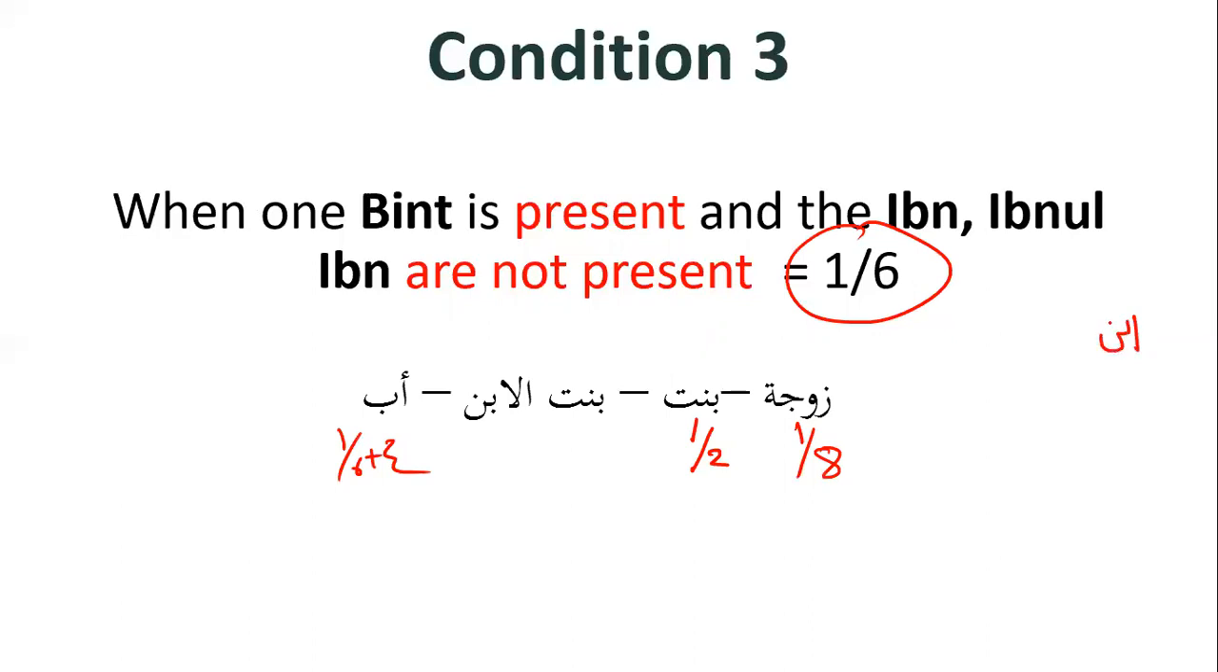And from the 3 relatives you were looking out for, Ibn, Bint, and Ibn al-Ibn, the Ibn is still not present. The Ibn al-Ibn is not present, but we can see that 1 bint is present. So when 1 bint is present, the Bintul Ibn will receive 1/6 of the inheritance. If there were more than 1 Bintul Ibns here, all of them together collectively would receive 1/6 of the inheritance.